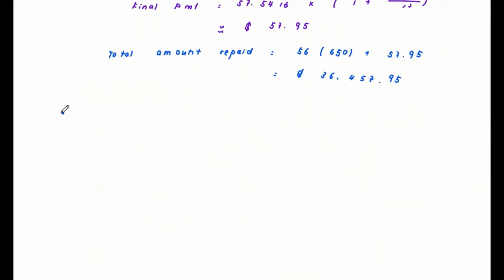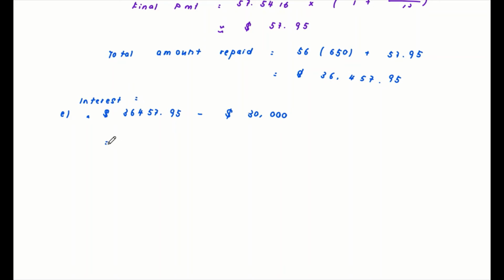Then after that, you just go and minus the total amount of money that you borrow. So 3645.795 minus, I only borrow this amount of money. Okay, sorry, just try to add it in here. So the interest for the whole thing.